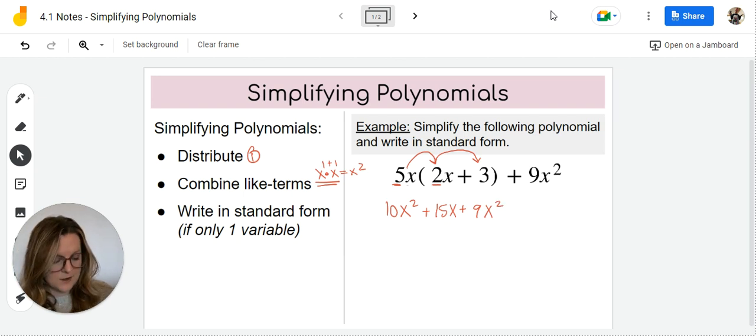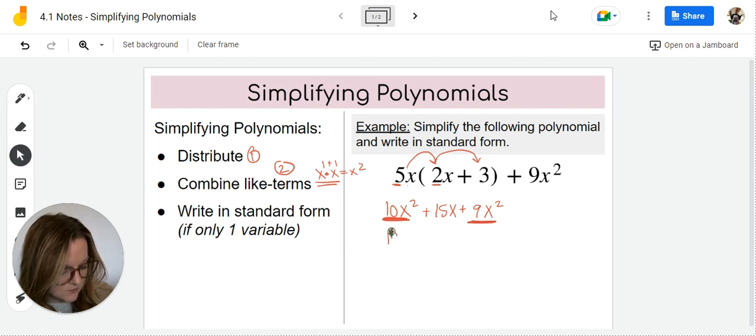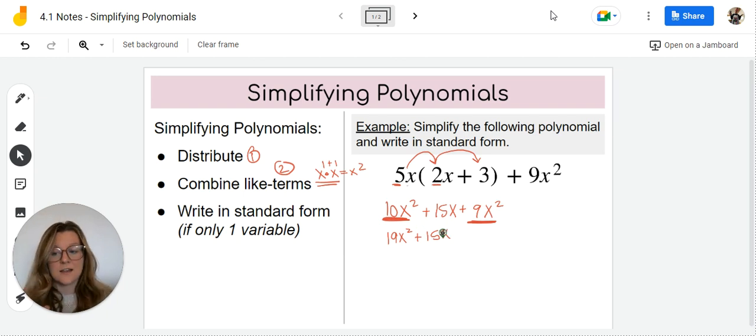Next, I'm going to combine my like terms. So that's step 2. I have a 10x squared and a 9x squared. 10 plus 9 is 19, and we keep the x squared the same. Bring down the 15x. I can't combine them because x squared is different than x. And then we need to write it in standard form. This already is in standard form. We have the x squared first and then the x. So this is my final answer.